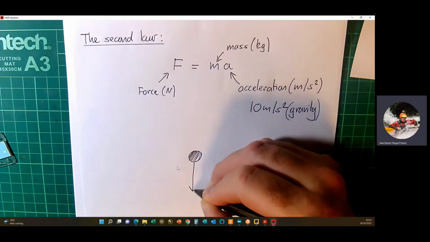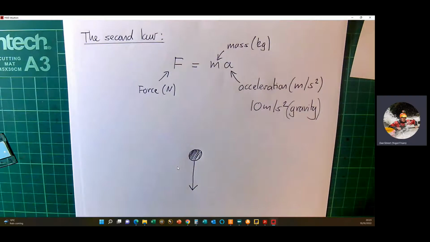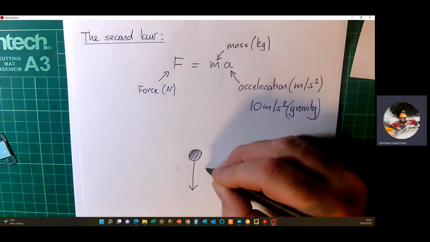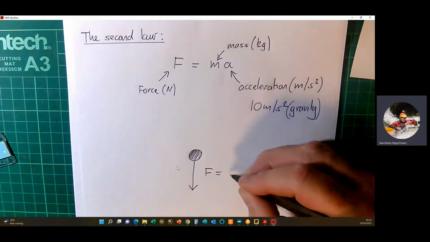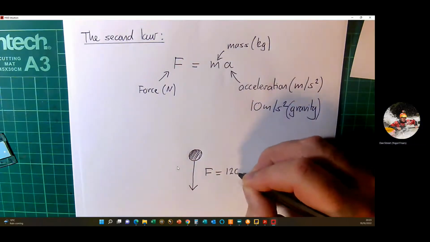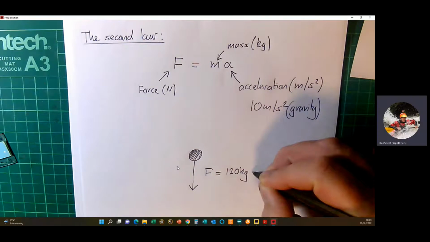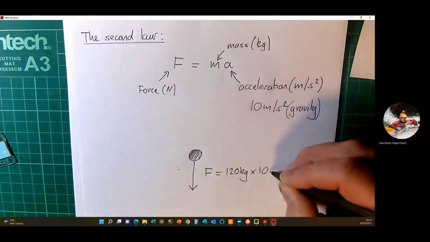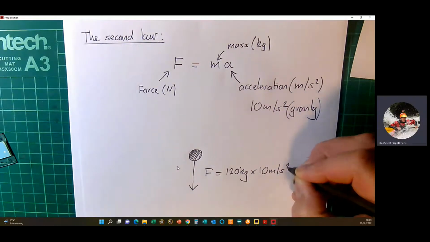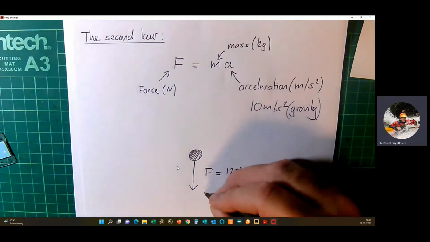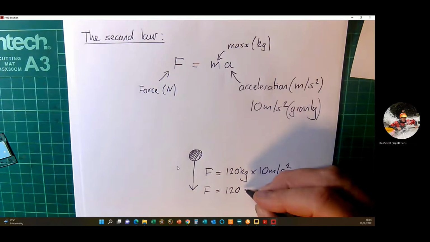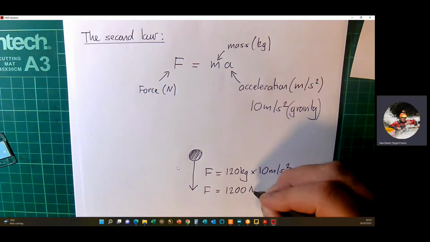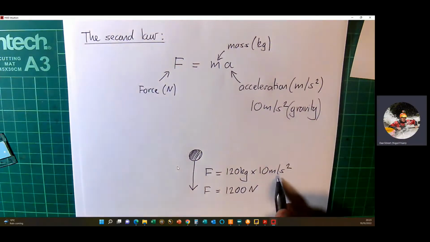So when I first jumped out of the airplane, the force that would be dragging me to my fate would be 120 kilograms times 10 meters per second squared. Okay, so that force would be 1200 newtons, because when you multiply kilograms by meters per second squared, we get newtons.